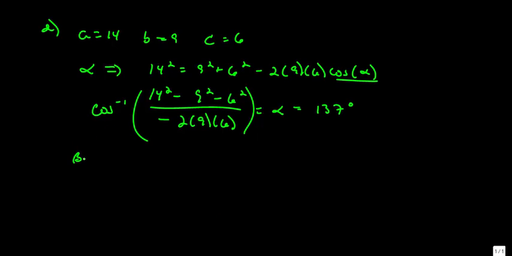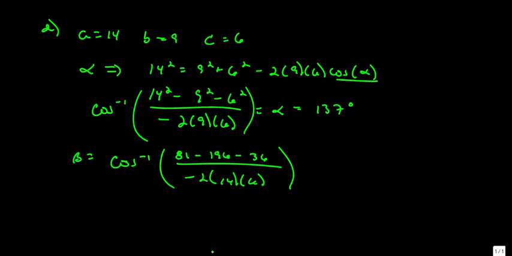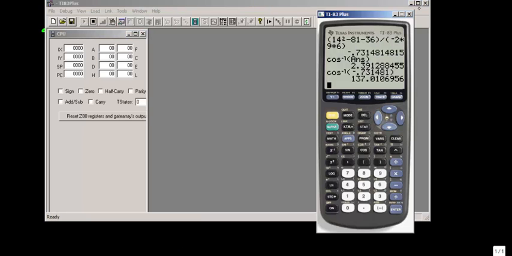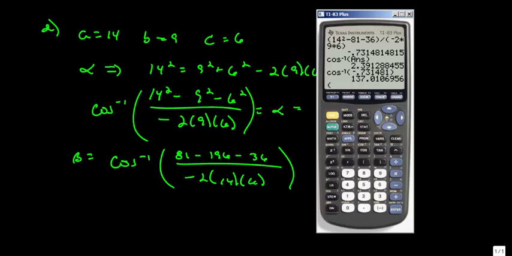Okay, and then you do the same thing to get your beta value. Your beta value is going to be the arc cosine of 81 minus 14 squared, which was 196, minus 36 over negative 2 times 14 times 6, like that. Okay, so I'm getting 26 degrees for beta.